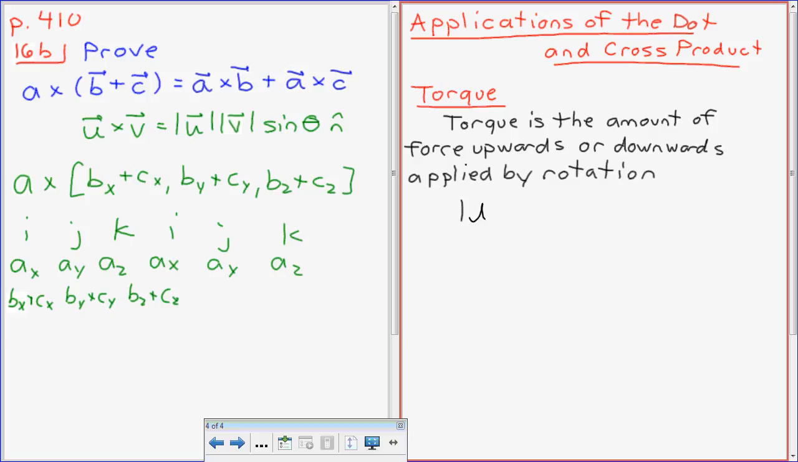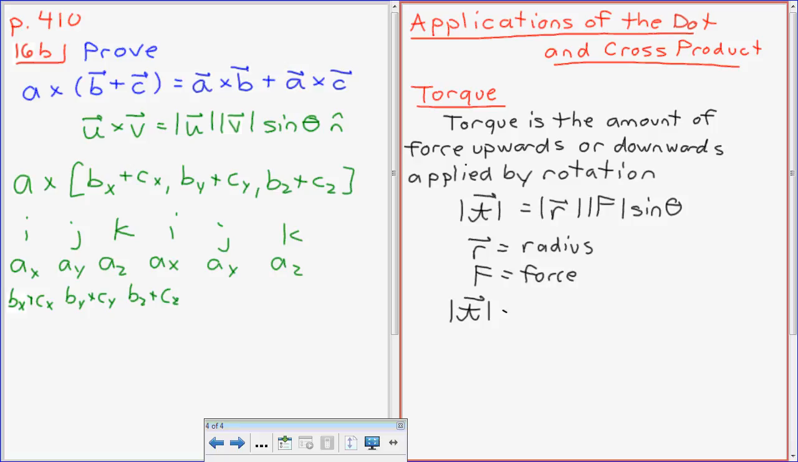So the magnitude of torque equals the magnitude of R, the magnitude of F, sine theta, where R equals radius, F equals force. So the magnitude of torque is equal to the magnitude of R cross F.